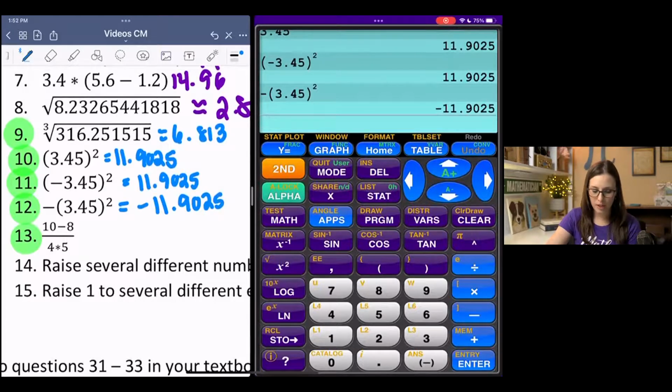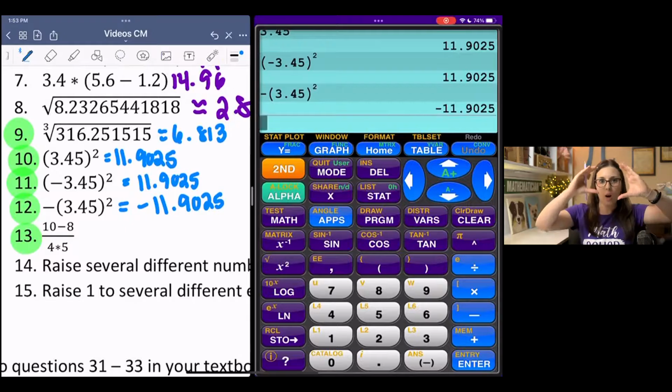And then number 13, I want to cover because in the problem, there are no parentheses. But depending on your calculator, you might have to tell the calculator where those go. Now, the reason why it matters is because I have a numerator, 10 minus 8, and I have a denominator, 4 times 5. And so I need to signify to my calculator some way that, hey, all this is in the top divided by all this is in the bottom. In order to do that, you can use parentheses.